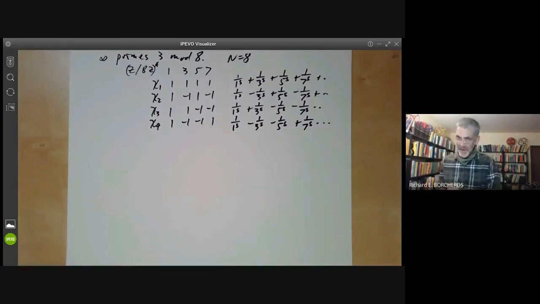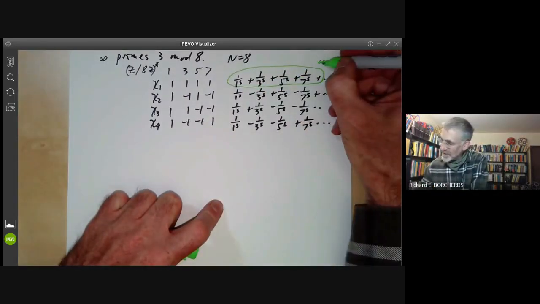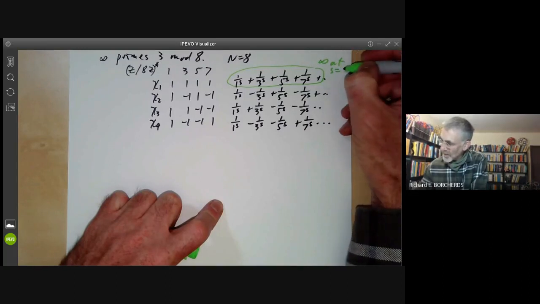And now what you notice is that this term here is infinite at s equals 1.